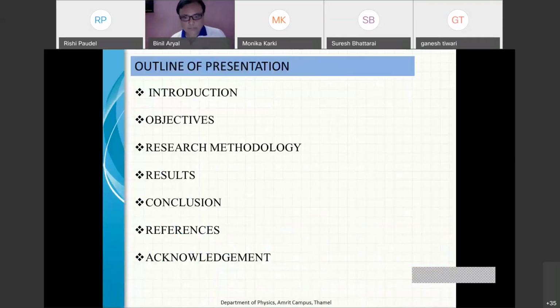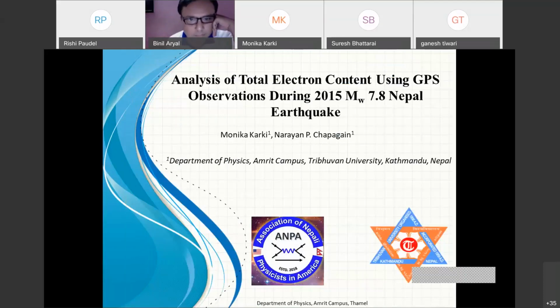Good evening, everyone. Professor, respected teachers, and all the dear participants here. I am Monica Karki and currently pursuing my master's degree at Amrit campus. Today I am here to present our research work entitled Analysis of Total Electron Content Using GPS Observation During Nepal Earthquake. This work is performed under the supervision of Professor Dr. Naren Prasad Sapkota.